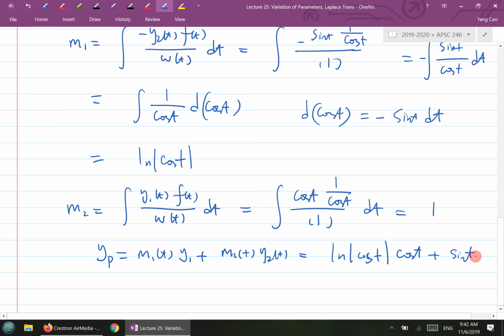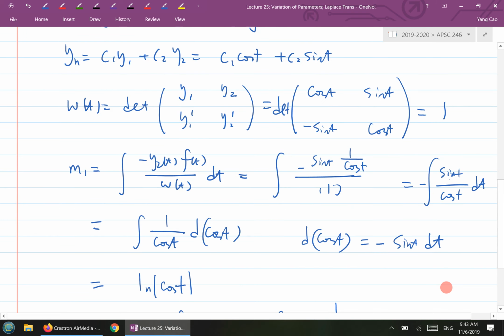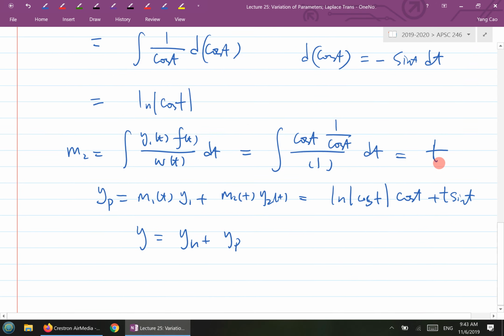So it's t times sine t. Okay, so then your general solution is your YH plus YP, right? And you get your general solution. And if you have initial conditions given, then you can solve for C1, C2. Okay, that's basically the same as every other question.